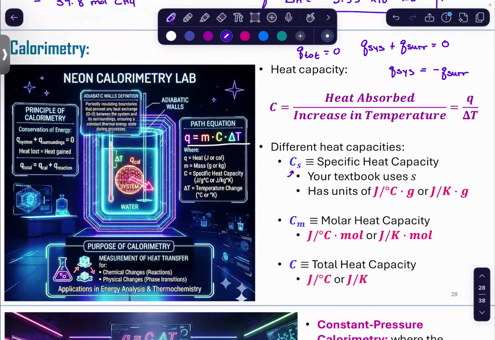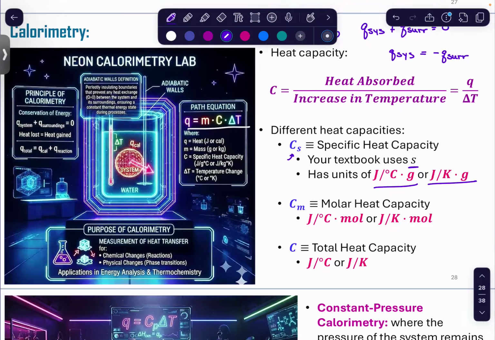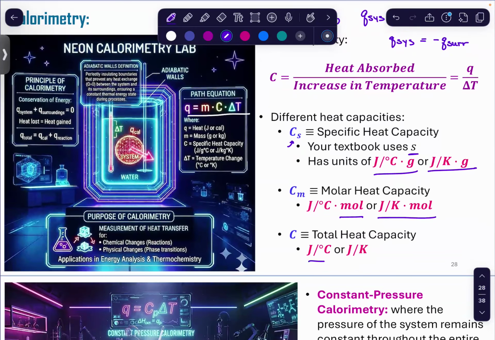And that's going to give you units of joules per degree Celsius times grams or joules per Kelvin times grams. The textbook that you're reading, instead of using a C, uses an S. You could also have molar heat capacities, joules per degree Celsius times mole, joules per Kelvin times mole, or total heat capacities, joules per Celsius or joules per Kelvin. It's really just going to depend on which heat capacity you have.